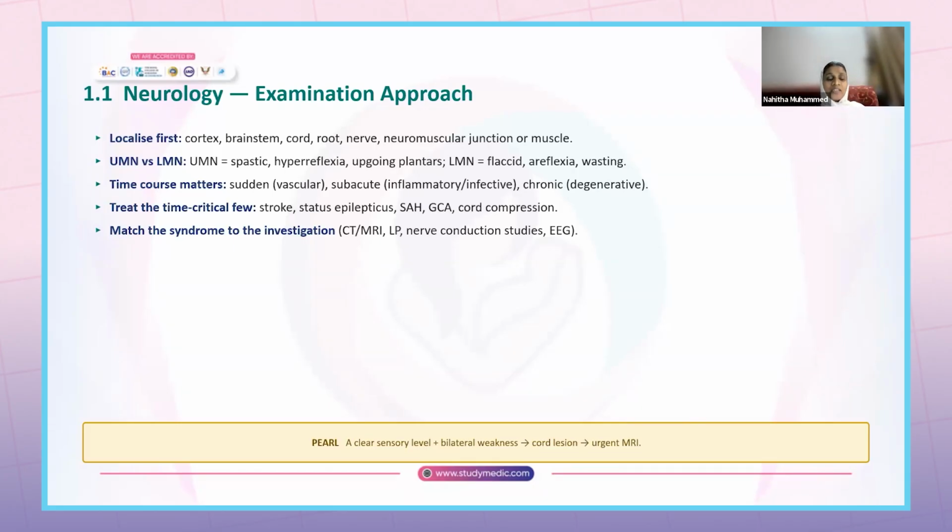And the time course also matters. If it is sudden, most probably it is vascular. If it is subacute, usually it will be inflammatory or infective. And if it is chronic, it is usually degenerative. And these are the main topics: CVA, status epilepticus, subarachnoid hemorrhage, GCA, that is giant cell arteritis, and cord compression.